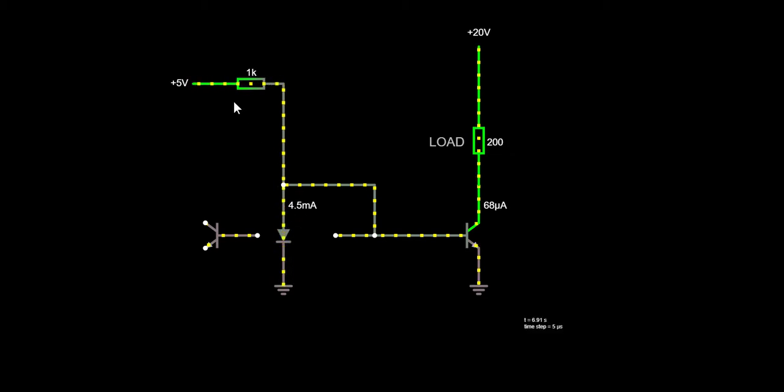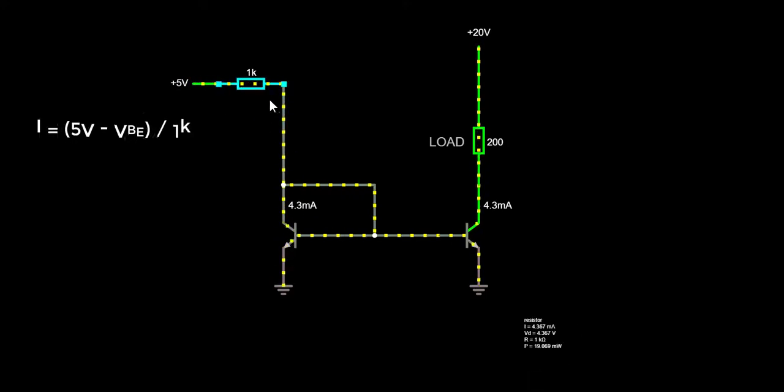Using Kirchhoff's second law, we can easily calculate the current as 5 volts minus the voltage drop across the diode, which is 500 millivolts, all divided by this resistance. Now, the same equation applies when the transistor is back, but this time, the current will be 5 volts minus the base-emitter voltage drop, all divided by 1 kilo ohm.